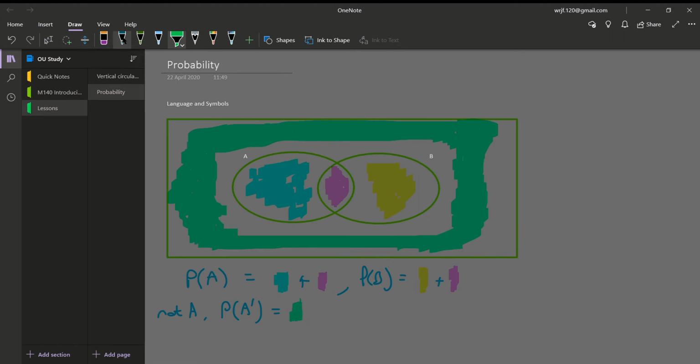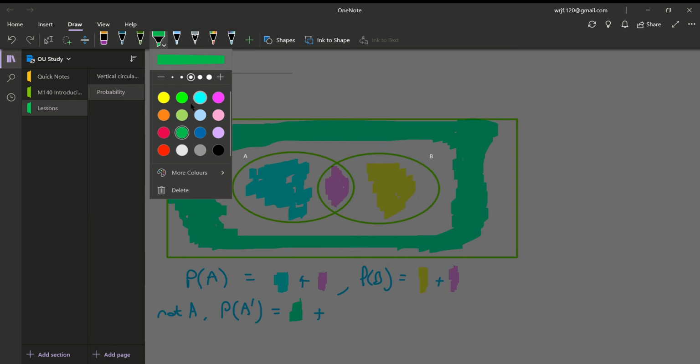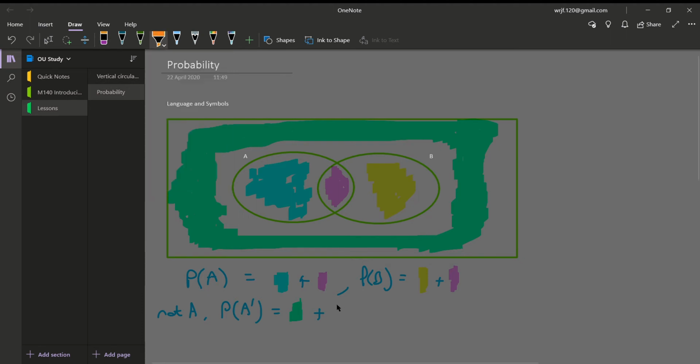But it's also going to include the orange part of the B oval, but not the purple bit. So the orange bit from the B oval, but not the purple bit, because the purple bit is inside A, so it doesn't form part of the not A section. Similarly, I can talk about things being not B as well, so I'm sure you can work out how that would work.